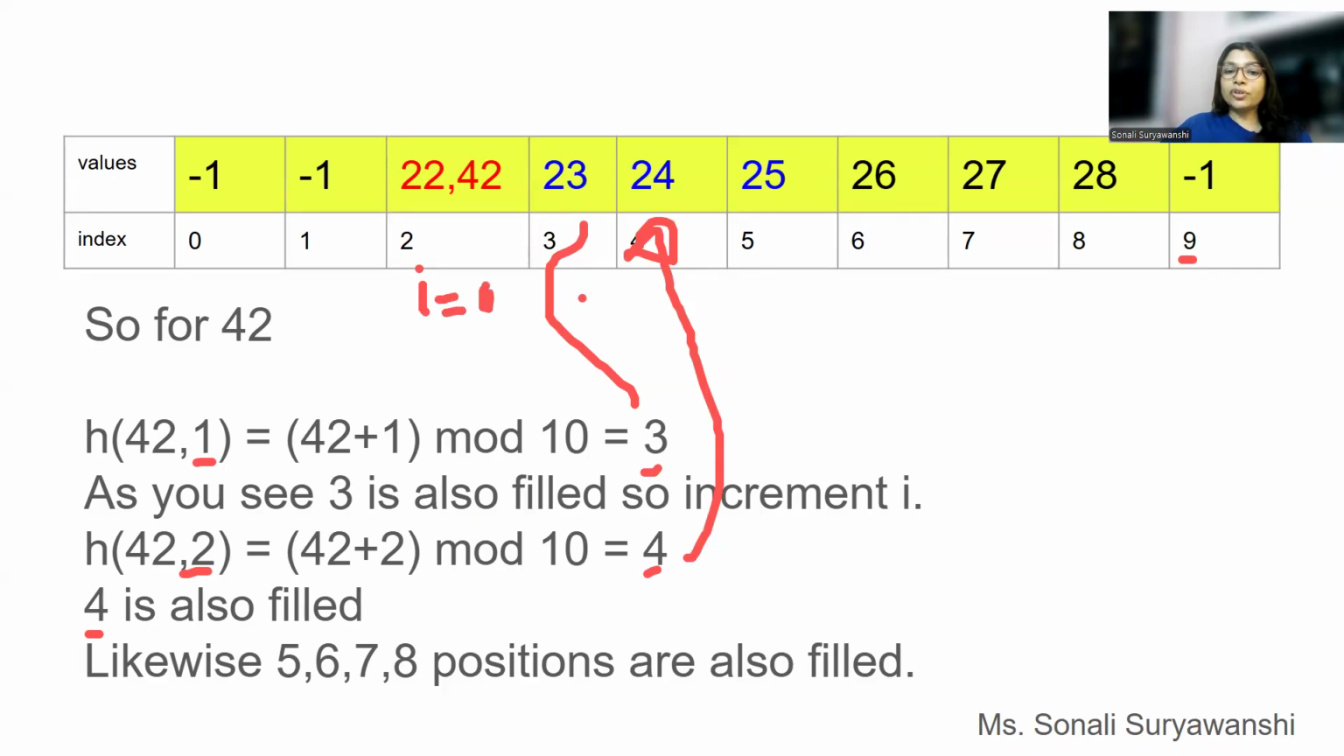Then here the I value was 1, then 2, then 3, then 4, then 5, then 6, and then 7. That means when the I value becomes 7, we are going to find the position which is having the sentinel value.